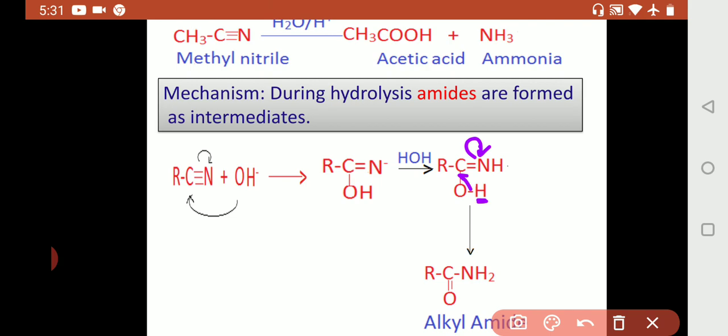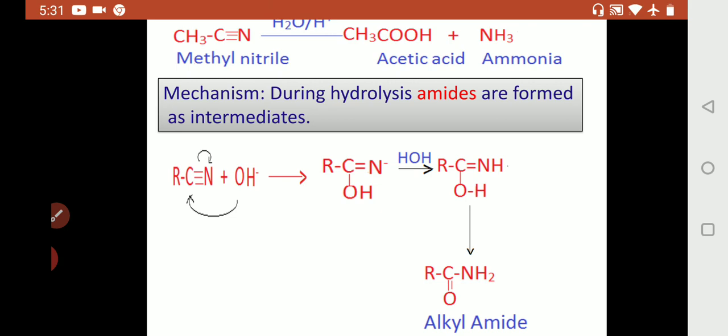Then nitrogen will get a negative charge, N minus will become. Now this hydrogen which has lost its bond will become H plus and go to the nitrogen and accept its electrons and form NH2. Thereby, what is happening overall? The bond between carbon and oxygen is becoming a double bond, and nitrogen is capturing this hydrogen as NH2. So this is RNH2, alkyl amide. So this is the intermediate that is formed during hydrolysis.